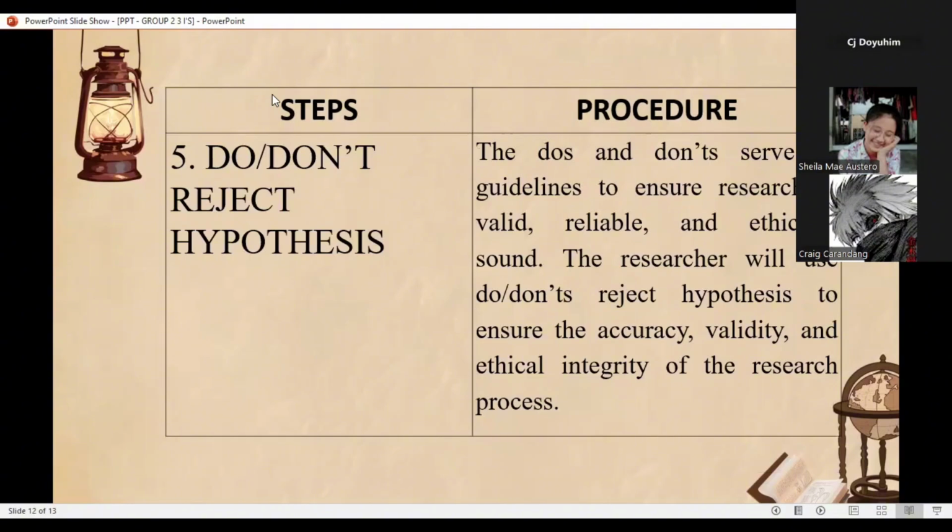Step 5. Do's and don'ts: reject or accept the hypothesis. Procedure. The do's and don'ts serve as guidelines to ensure research is valid, reliable, and ethically sound. The researcher will use these to ensure the accuracy, validity, and ethical integrity of the research hypothesis.